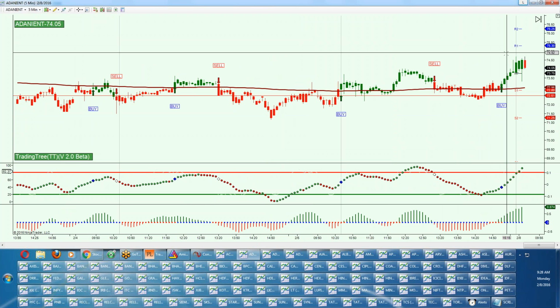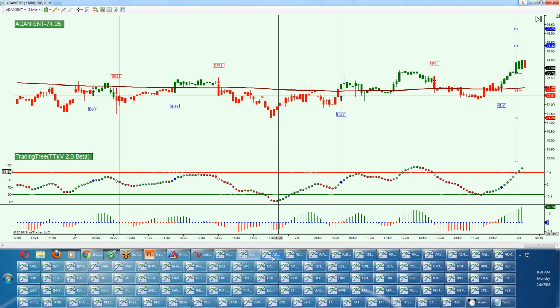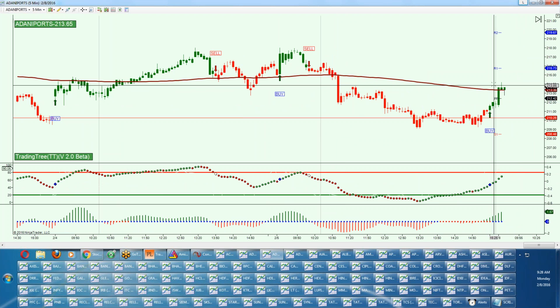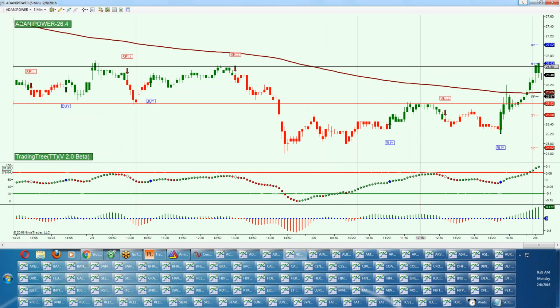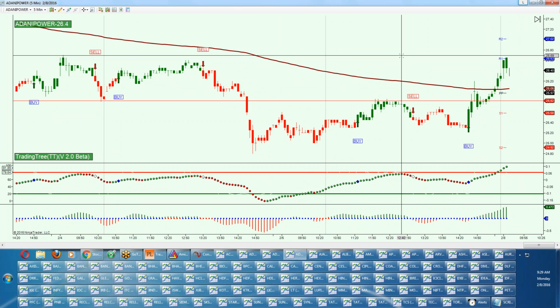So Adani Enterprises, you can enter again at 74.75. Adani Ports, you can see that this brown line is a very strong support and resistance. So you can take this particular call once it crosses over on the upper side at 214.20. Adani Power, you can buy it above this, that is 26.70.